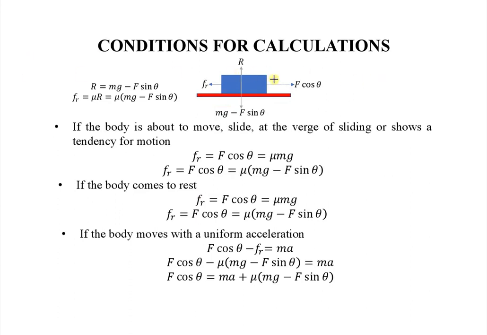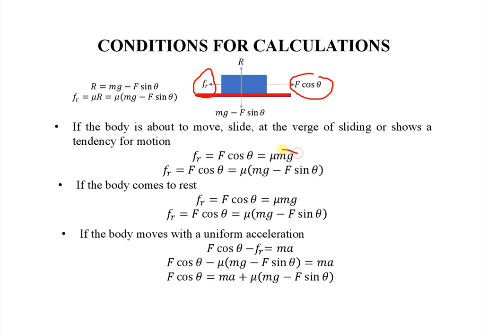The force moving the body, causing the body to slide, is F cos theta. Then the frictional force, as usual, opposes the motion. So if the body is about to slide, the frictional force must be equal to the force moving the body. So we have this condition here: frictional force equals F cos theta equals mu.